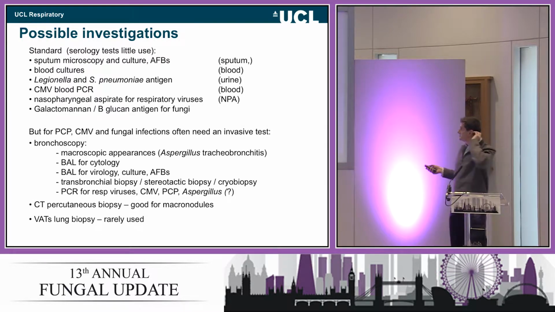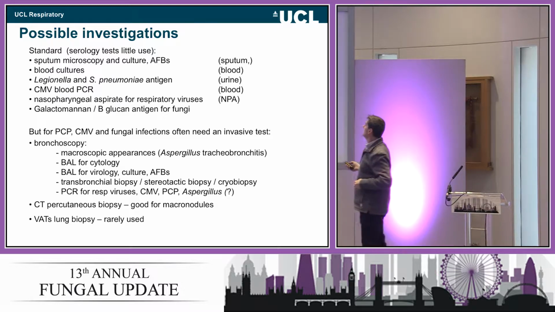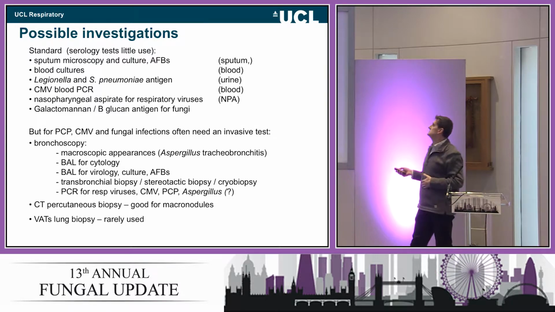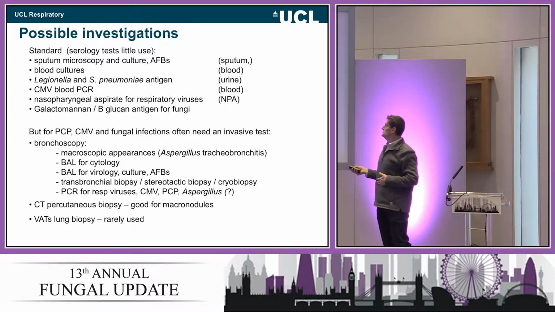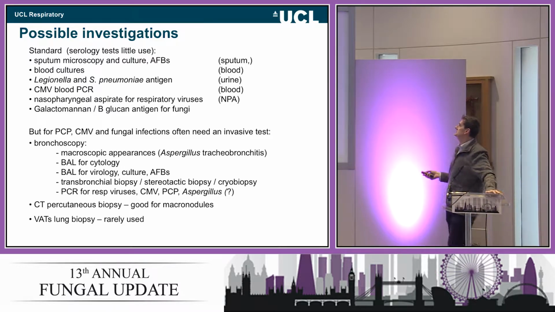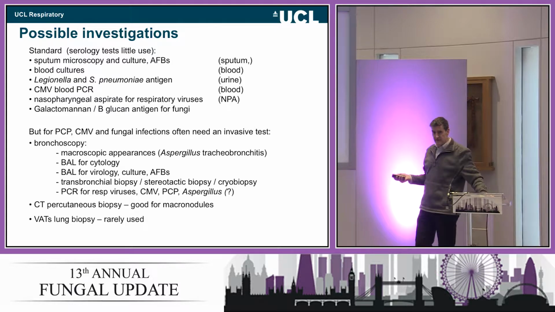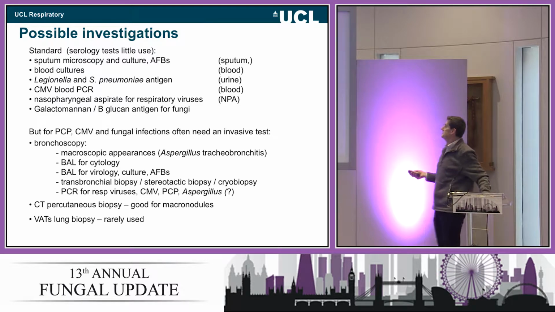Right, so the tests that we do, and this is relatively straightforward. It's sputum microscopy and culture, and for acid-fast bacilli as well, if you're worried about mycobacterial infection. Blood cultures. You can do the pneumococcal and Legionella antigen. That's not going to be terribly effective in people whose immune systems have been completely flattened, but later on, it can be useful when the immune system is reconstituted after a stem cell transplant. The CMV blood PCR is very useful in certain specific circumstances. And the nasopharyngeal aspirate for respiratory viruses is a brilliant test, and it is very handy for diagnosing respiratory viruses.